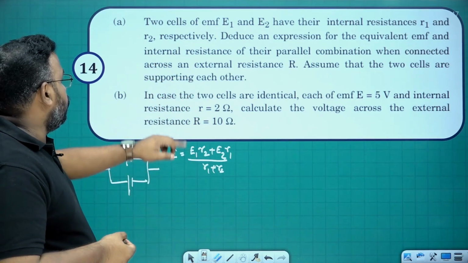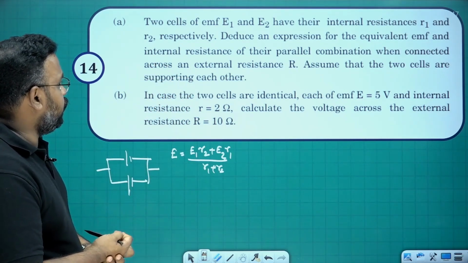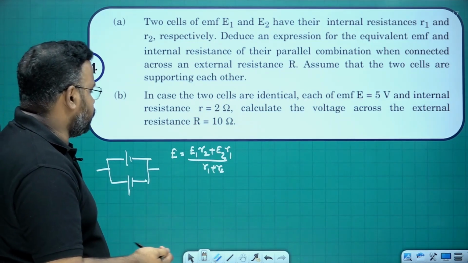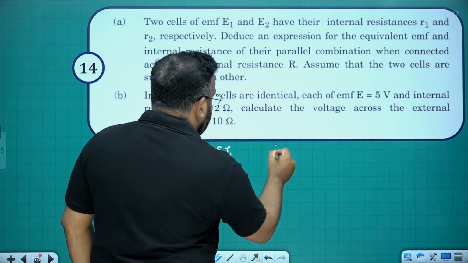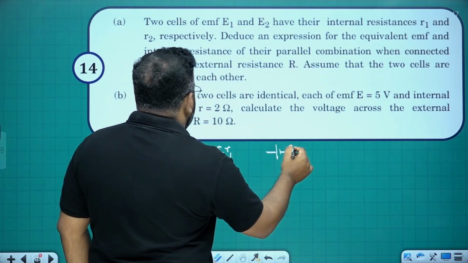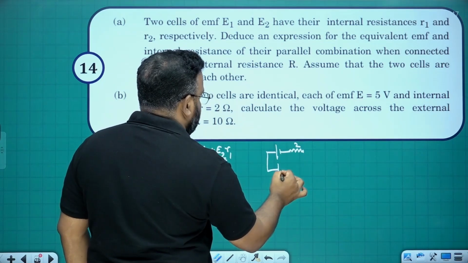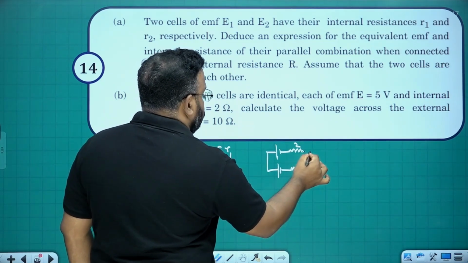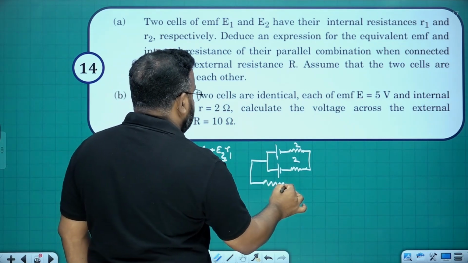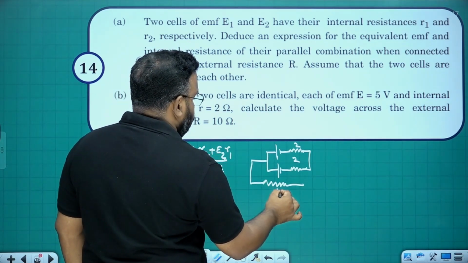It's an important one. In case the two cells are identical, each of EMF E and internal resistance 2 ohm, calculate the voltage across the external resistance. So this is a numerical. Let's check. This is one cell. Internal resistance is 2 ohm. And this is also 2 ohm. It is connected across an external resistance of 10 ohm.